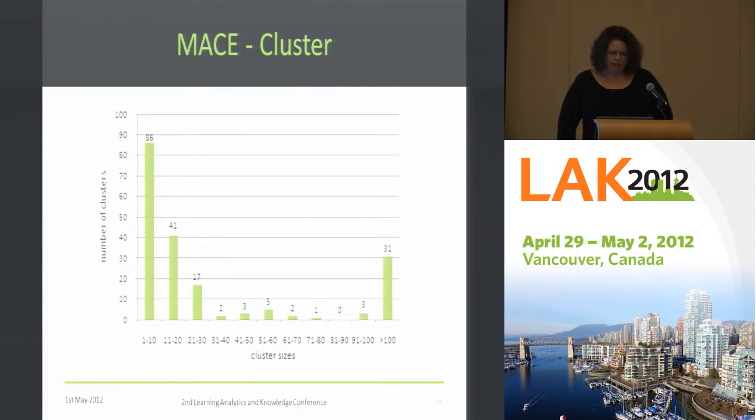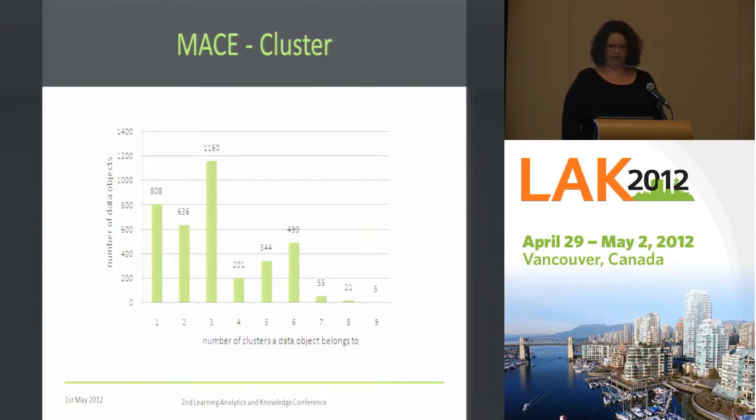86 of the clusters do contain not more than 10 learning objects, and most clusters do not contain more than 30 learning objects. And it's important to mention that this is not a hard clustering, it's a fuzzy clustering. So a learning object can belong to more than one cluster. But you see that most learning objects do not belong to more than 3 clusters.